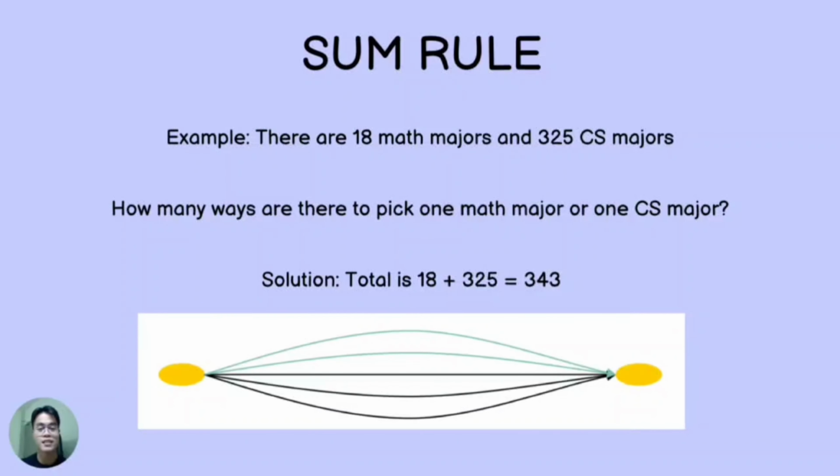If you still do not understand, here's another example of the sum rule. There are 18 math majors and 325 computer science majors. How many ways are there to pick one math major or one computer science major? The total is 18 plus 325, which is 343 ways to pick one math major or one computer science major.